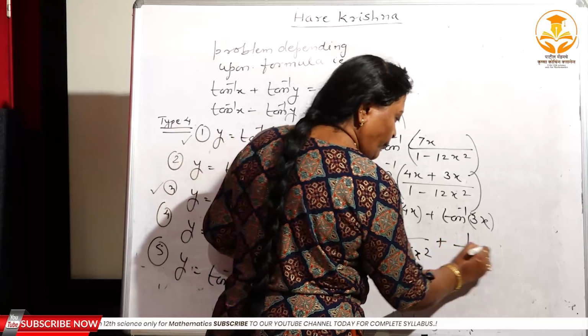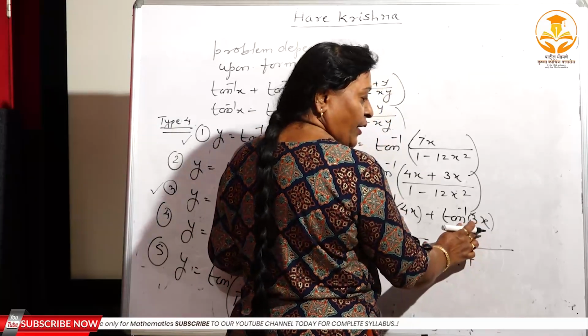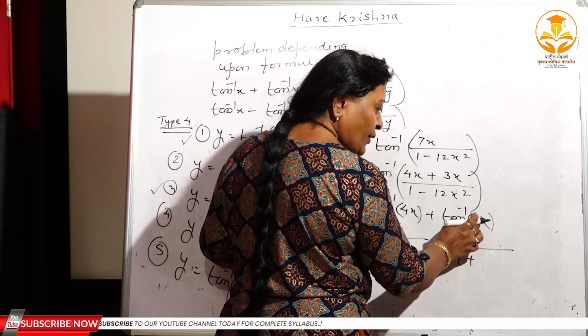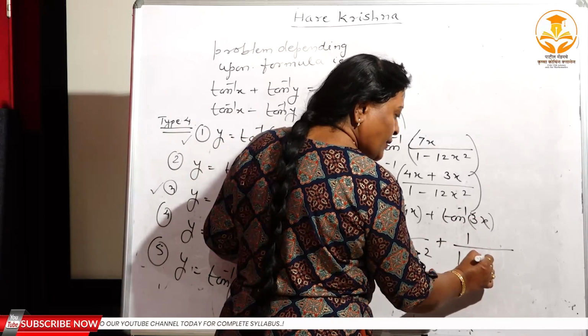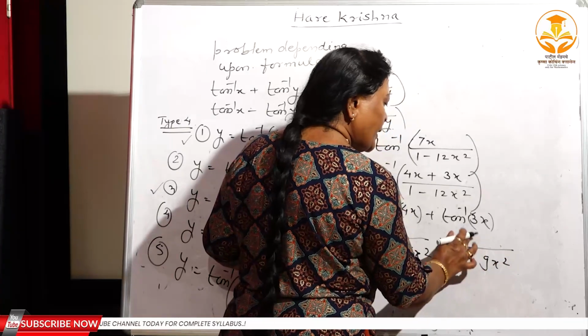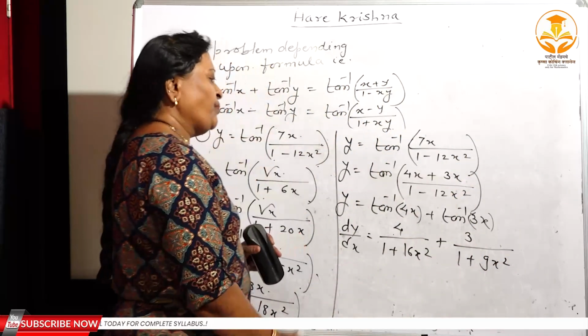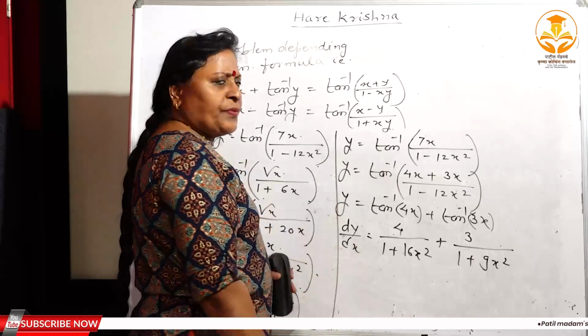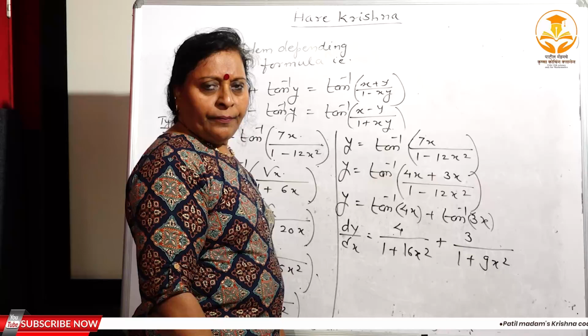Here again 1 upon 1 plus the square of this. Again this is u, tan inverse u. 1 upon 1 plus u square means 3x whole square, that is equal to 9x square. And what is the derivative of 3x? That is equal to 3. Simple one, isn't it? Only see, according to this formula, how you will manage the problem.